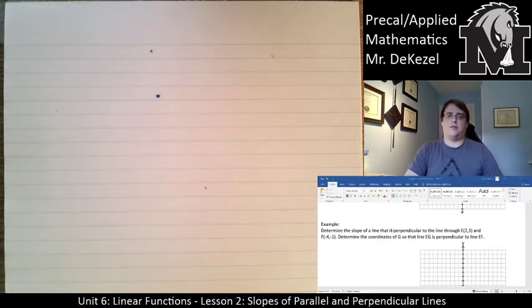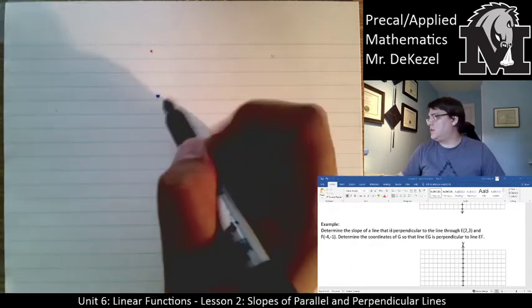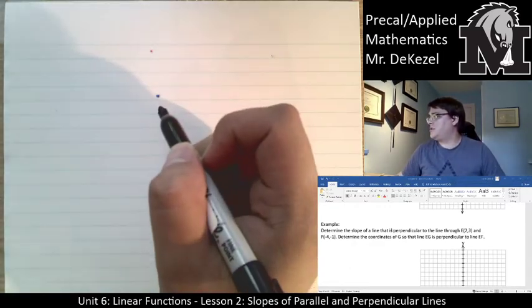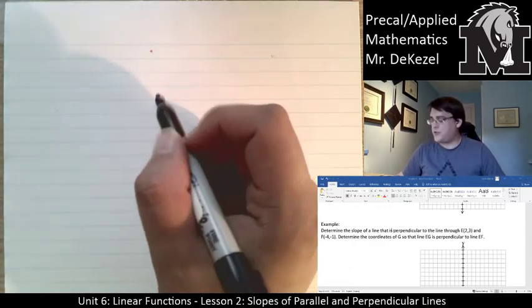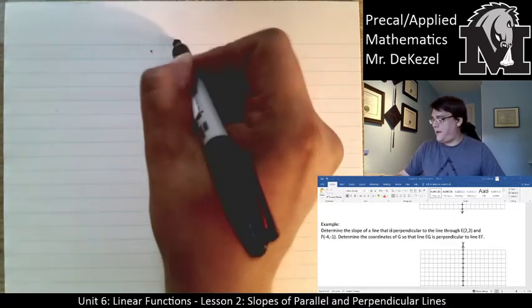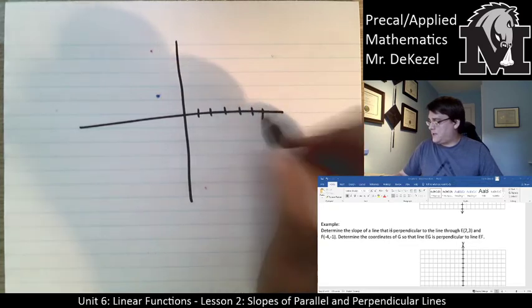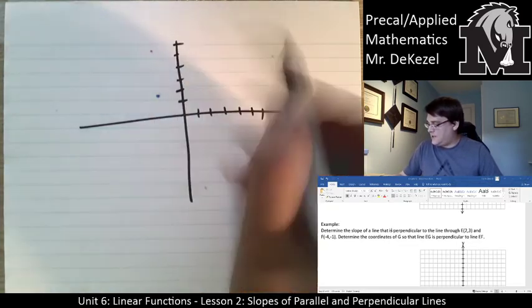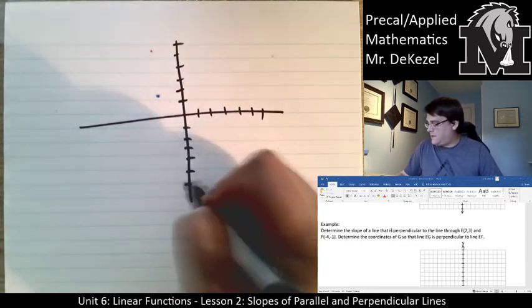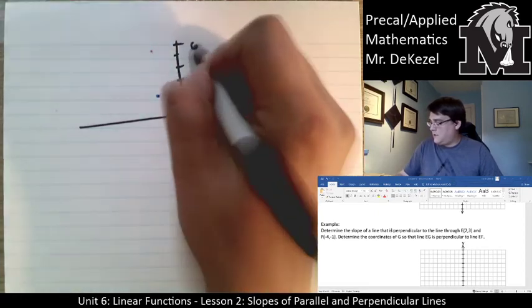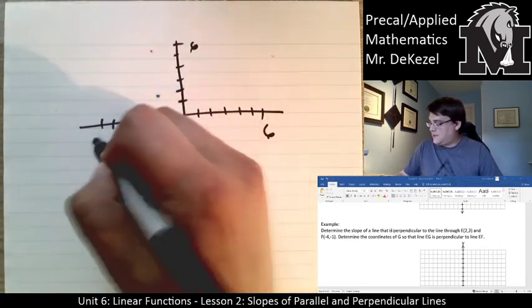It might sound like a lot right here, but I think we can do it. It looks like we only go up to 4, so I'll draw mine to like 6, let's say, just to give myself some space. 1, 2, 3, 4, 5, 6.